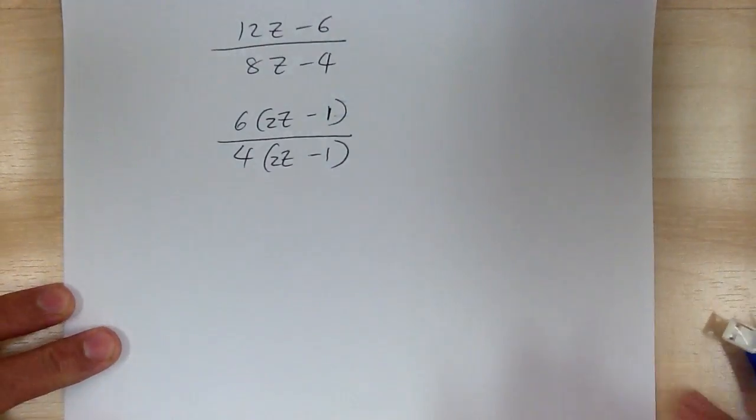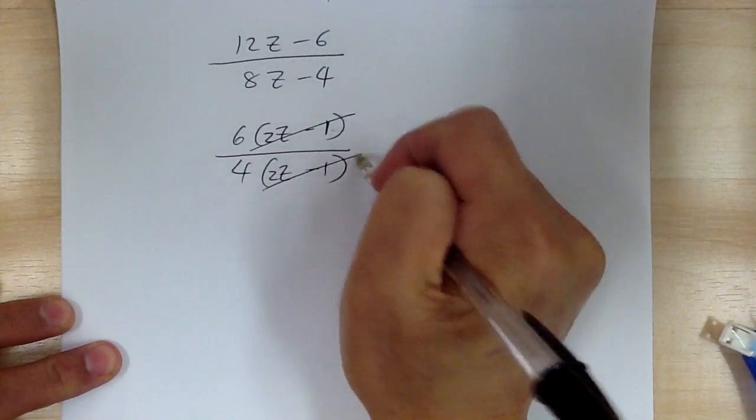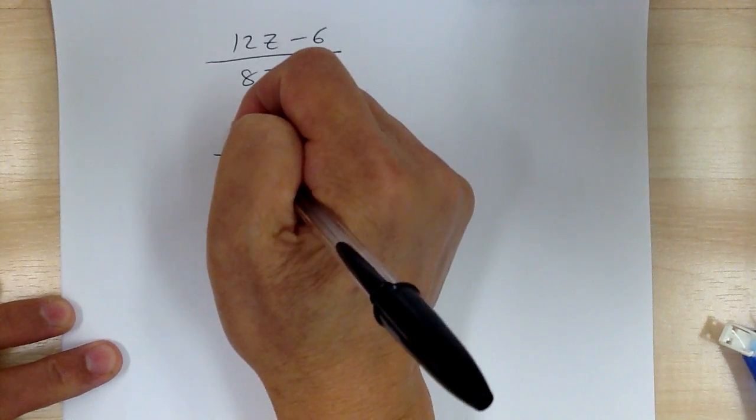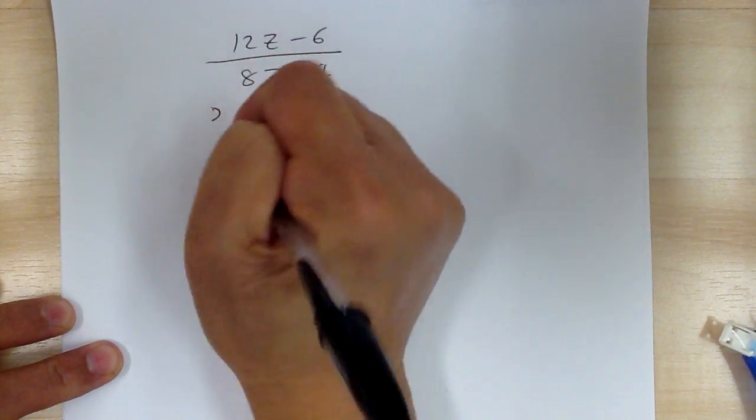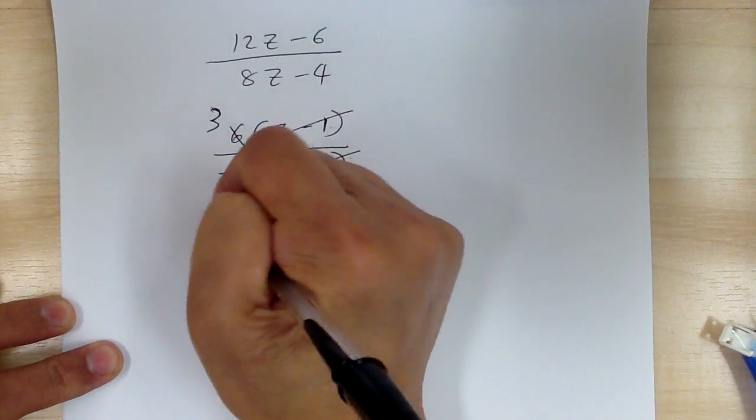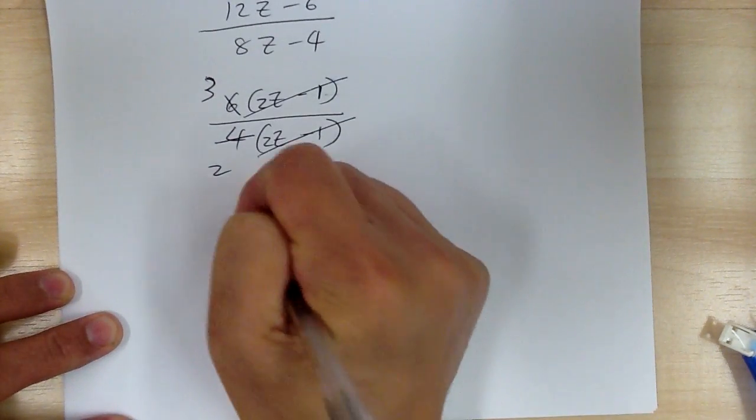So now I can go and cancel things out. So this cancels with this. And 6 and 4, I can divide by 2. Divide by 2, I get 3. Divide by 2, I get 2. So the answer would be 3 over 2.